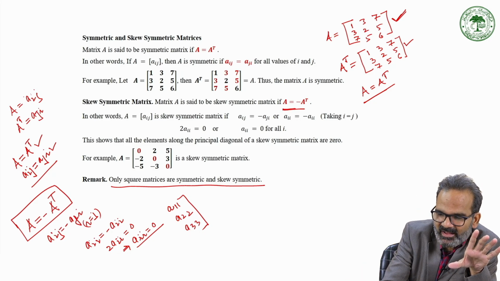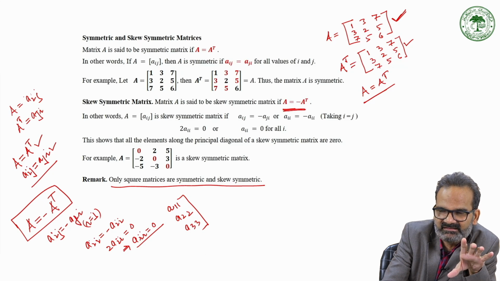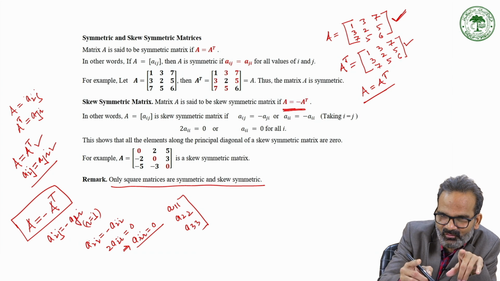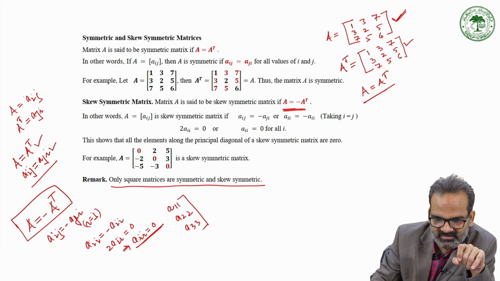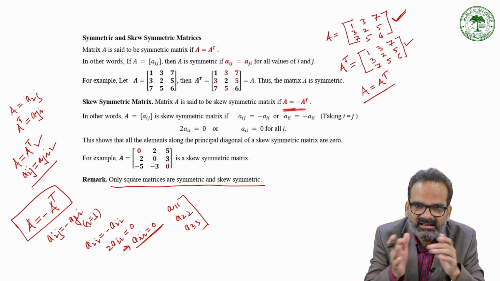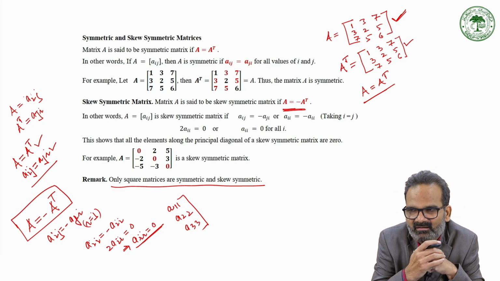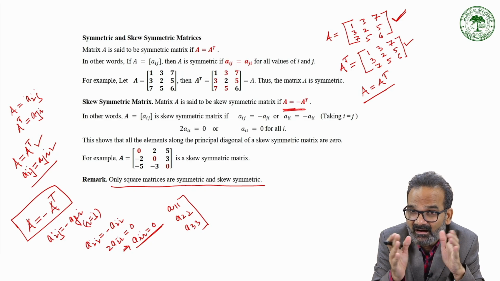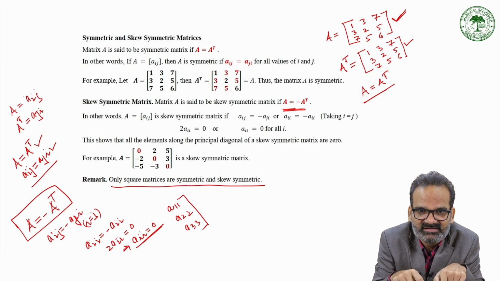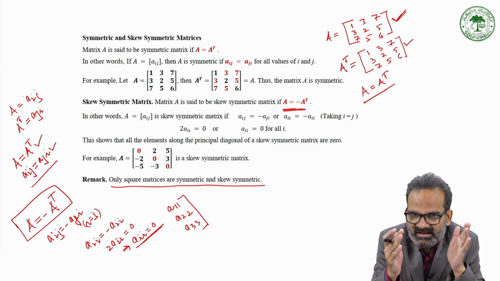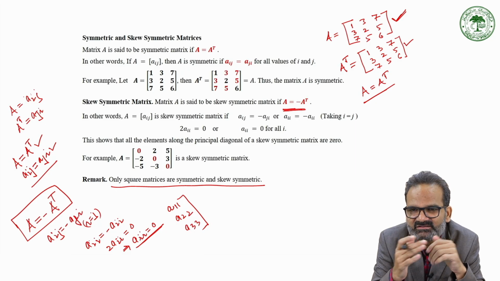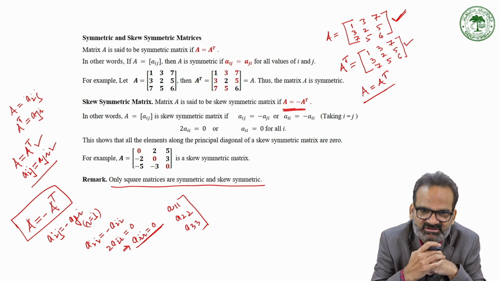A square matrix is called skew symmetric if this condition is satisfied, that is A is equal to minus A^T, and from this condition what we conclude, Aii is equal to 0 means what? This shows that all the elements along the principal diagonal of a skew symmetric matrix are 0. Clear?